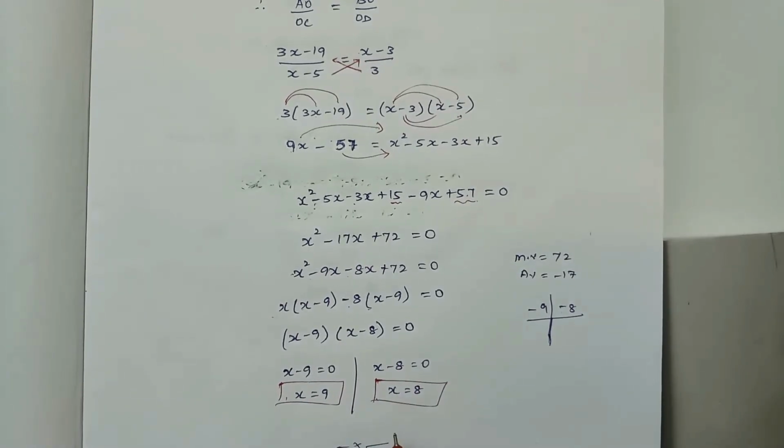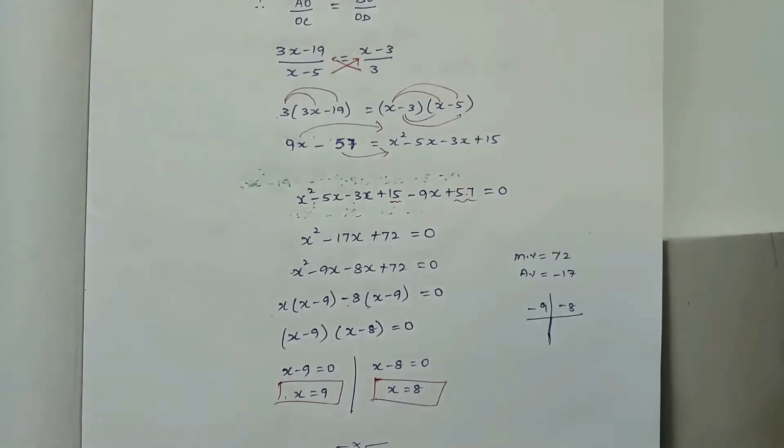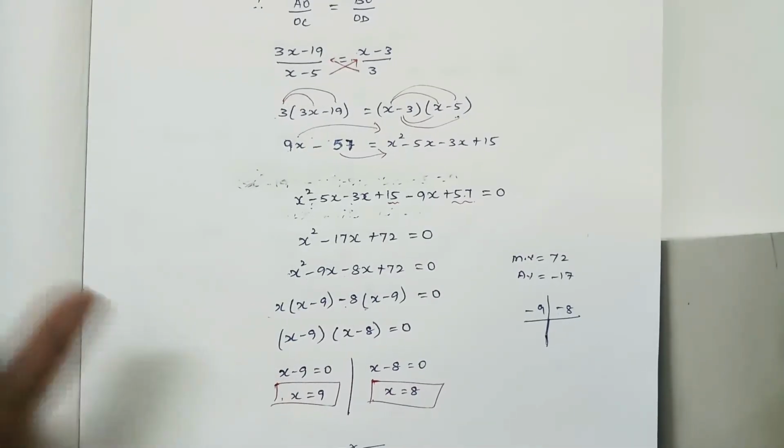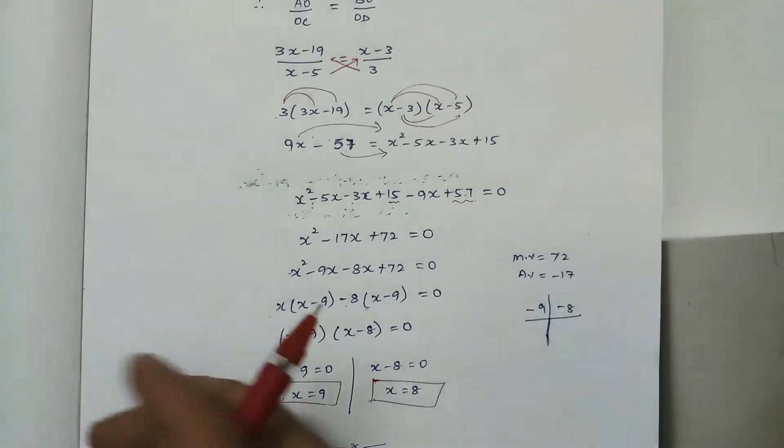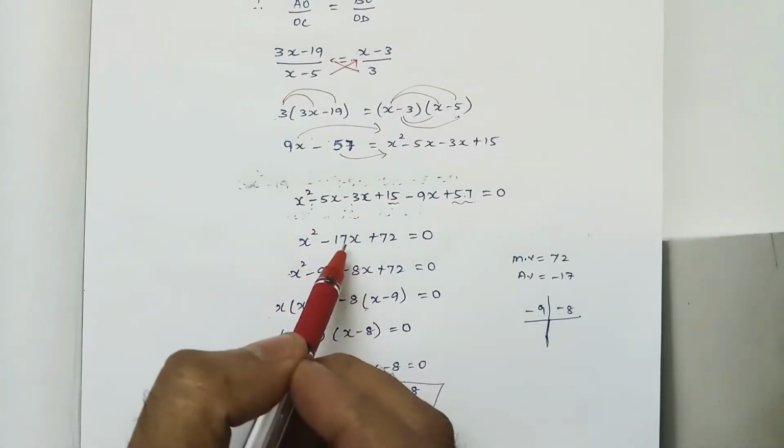Therefore, the values of x is equal to 9 or 8. Understood? So we are having two properties, right? Here we know that the given quadrilateral is a trapezium. So with the help of the trapezium property, we have to find the value of x.